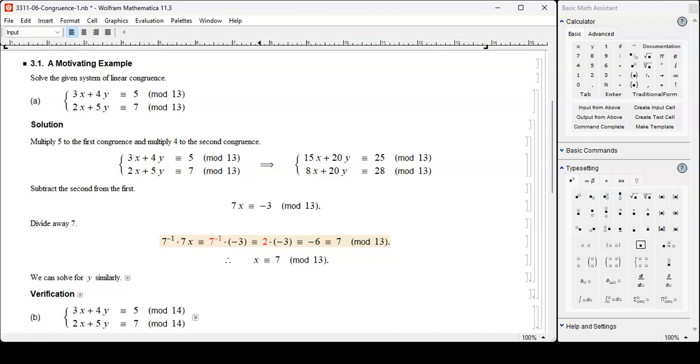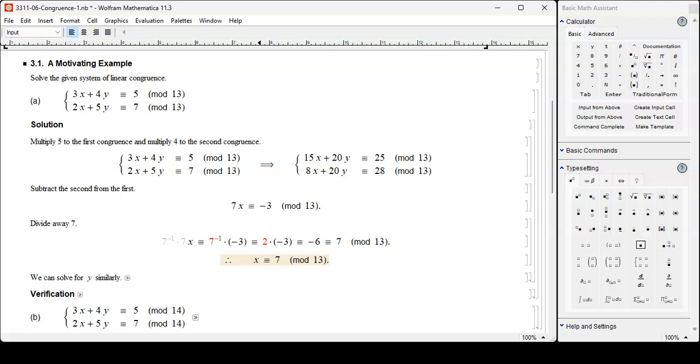So basically, we are multiplying 2 to both the left-hand side and right-hand side. Let's go back to the previous modular equation here, and multiply by 7 inverse to both left-hand side and right-hand side. In the left-hand side, 7 inverse times 7, they collide and disappear. They just become 1, so we have just x. In the right-hand side, 7 inverse times negative 3. So 7 inverse is 2, so 2 times negative 3, which is negative 6. Consequently, we have 7. So the answer is 7 mod 13.